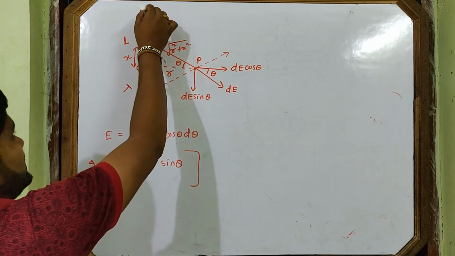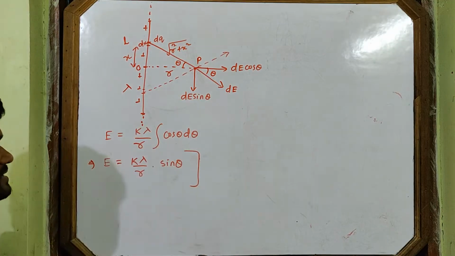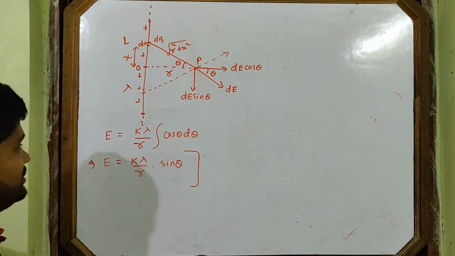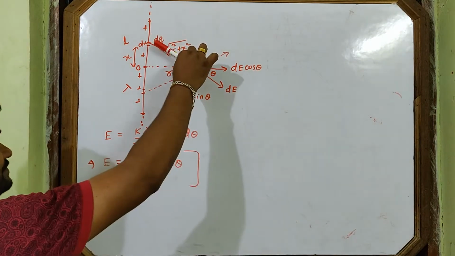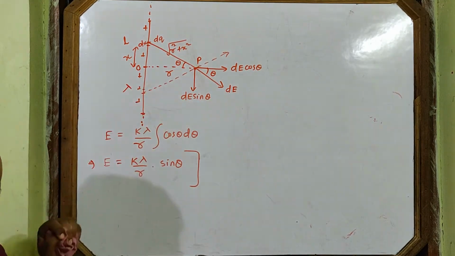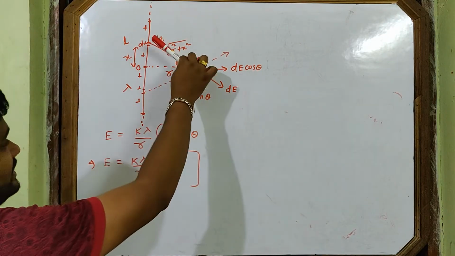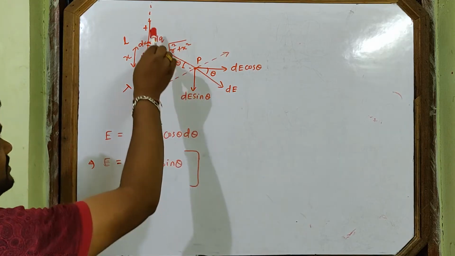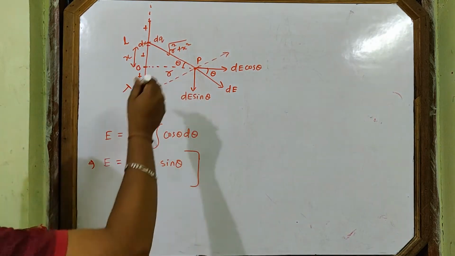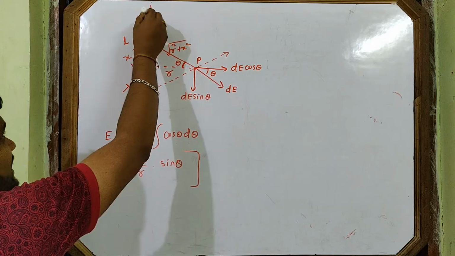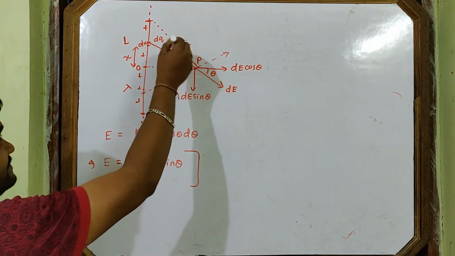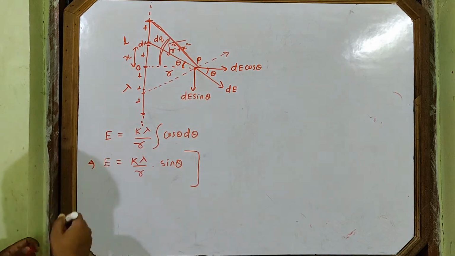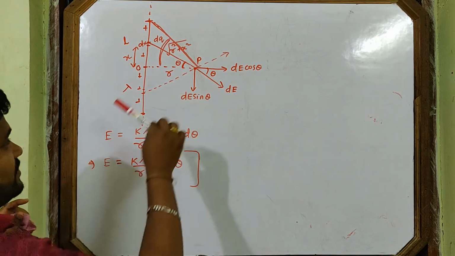If this rod is infinite like this, and here also infinite like this, now you have to put the limit in terms of angle. If you see here, this angle is theta. Now the maximum value of theta, if finite, is this. But if infinite, then what will happen?